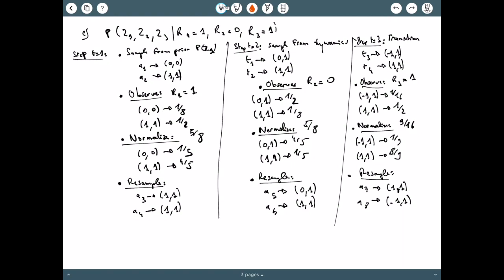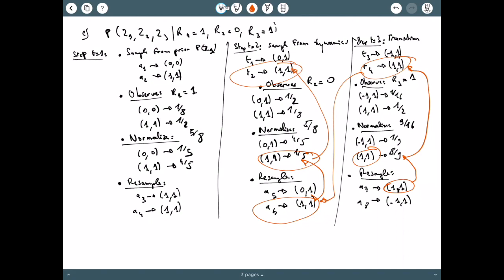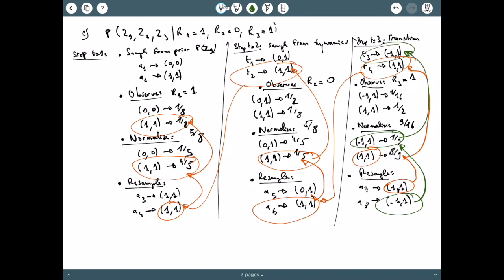So now let's track down how we've generated these particles. So 1, 1 here came from this particle here, which came from this transition here, which came from this resampled particle here, which came from here, which came from this transition, which in turn came from this resampled particle. And for the other particle, we have a different path, which comes from this succession of resampling and transitions.